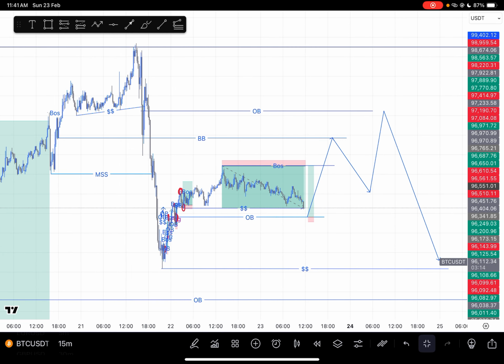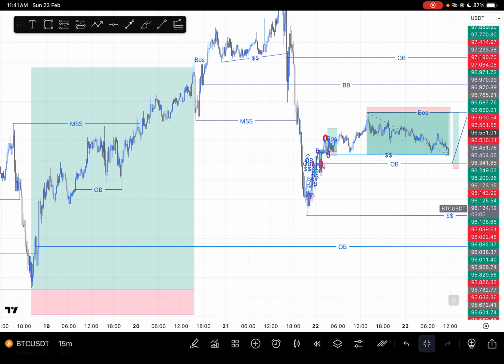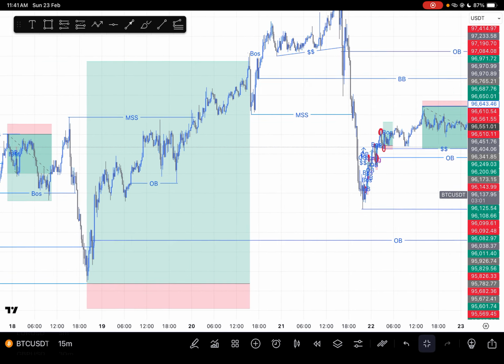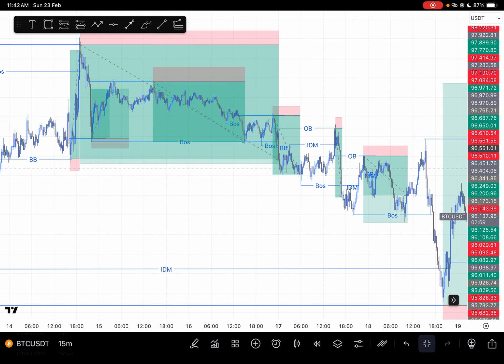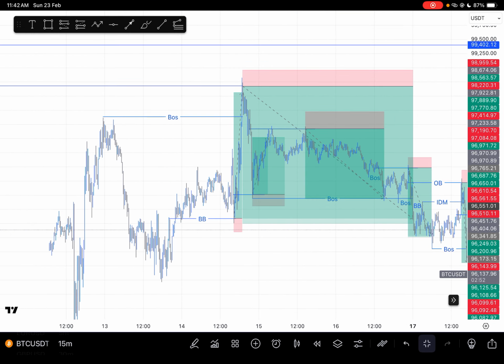I don't usually trade BTC USD. I mostly trade Euro USD and GBP USD. But for those that trade BTC USD, you can also use this pattern. So let me give another analysis. I was able to get all these trades on BTC USD too.